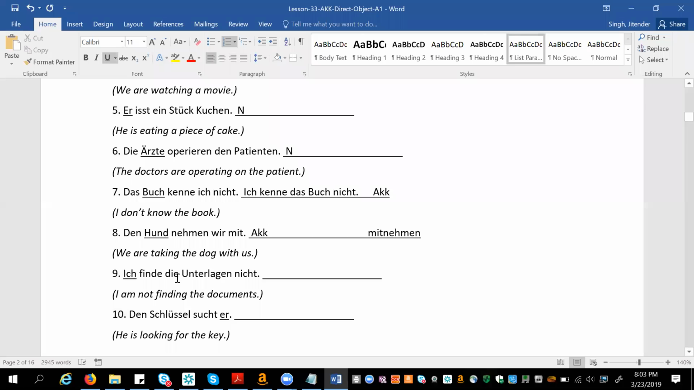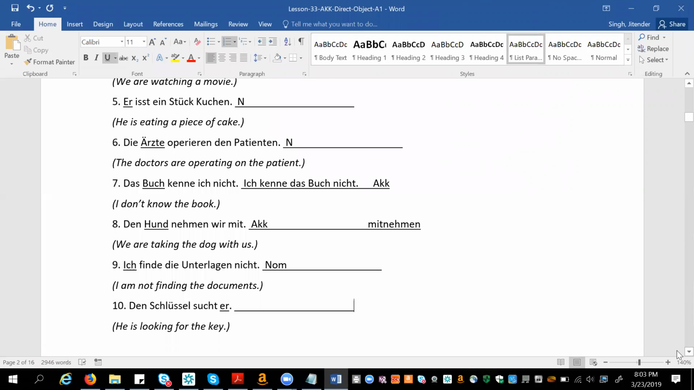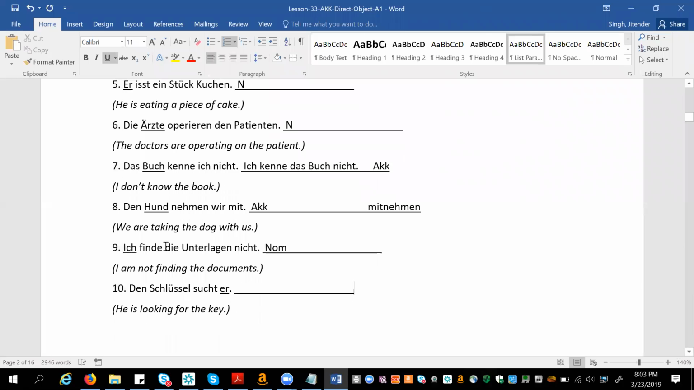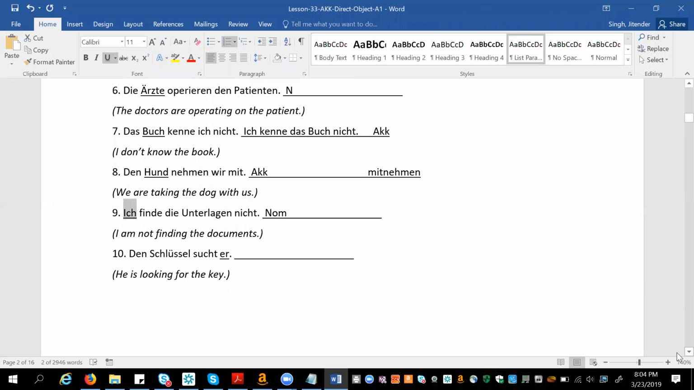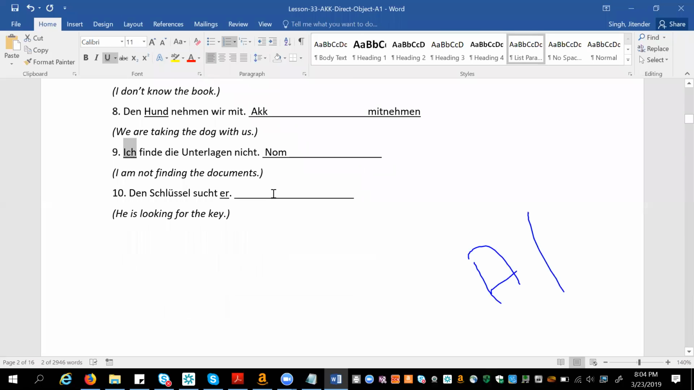Okay, next. Ich finde die Unterlagen nicht. I'm not finding the documents. So, ich is what? Nominative. Perfect. So, guys, this is not accusative. This is nominative. What is being verbed? The documents. The documents are the accusative direct object. Ich is the nominative subject. I am not finding the documents. Who or what is being verbed? So next is accusative.